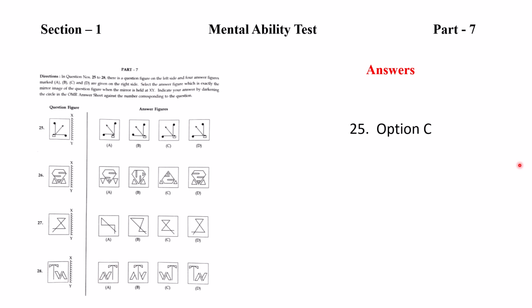Next, coming to question number 26. Option D would be the right answer, as we can see that this line here, when I place the mirror in this direction, arrows, these triangles facing upward will remain upward, therefore option A is eliminated. Also, these horizontal lines will remain horizontal lines, therefore option B is also eliminated.